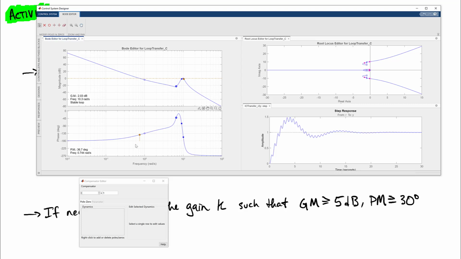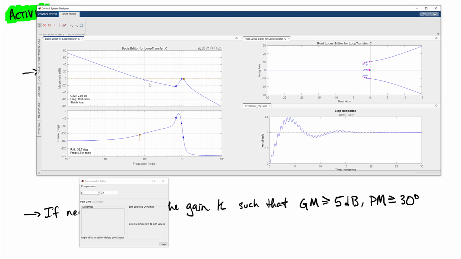All right, so we already see that it's giving us the phase margin and gain margin, so we can move on to the second part, which is identifying when the gain margin is greater than 5 dB, which we are not right now. We're only at about 2 dB, and then also where the phase margin is above 30 degrees. And so we actually already are above 30 degrees, so that's good.